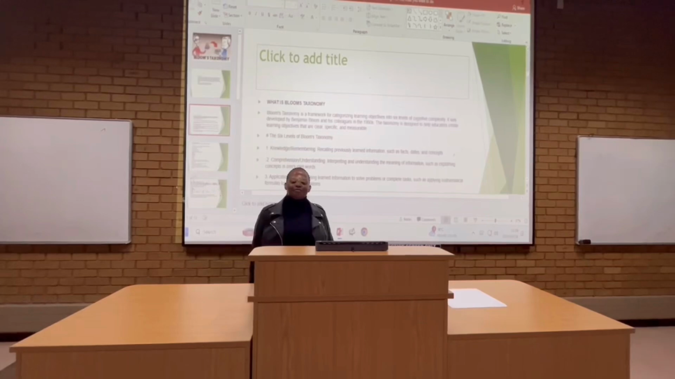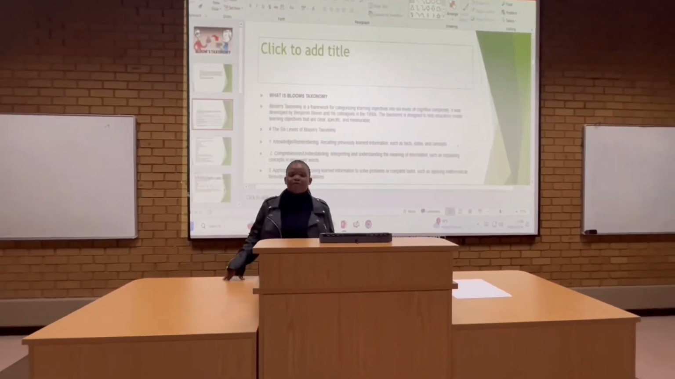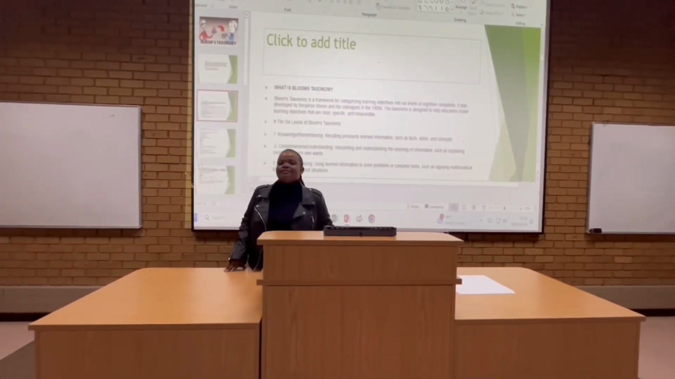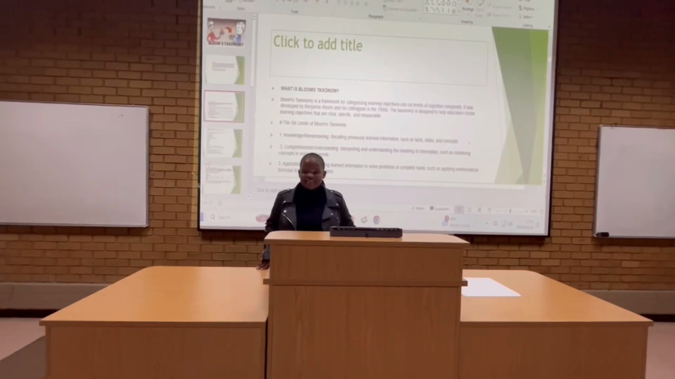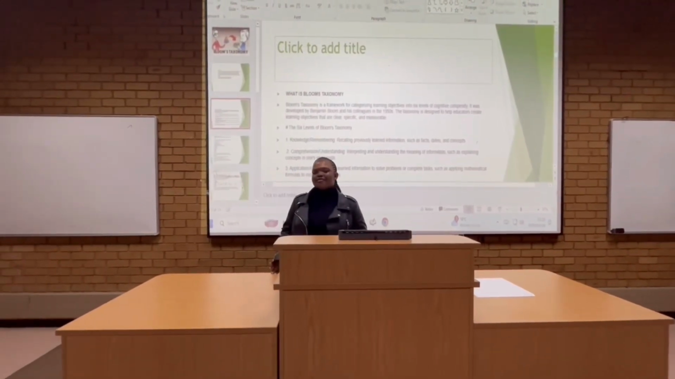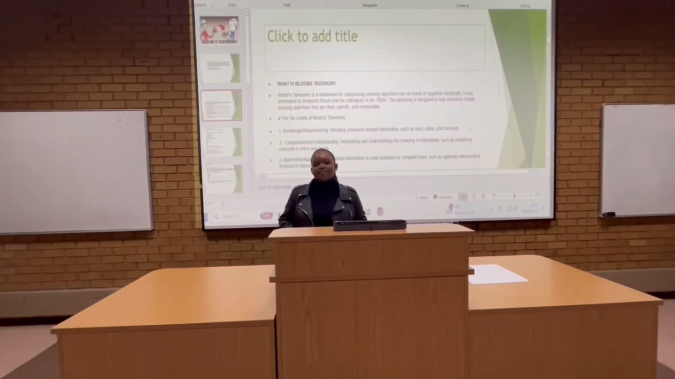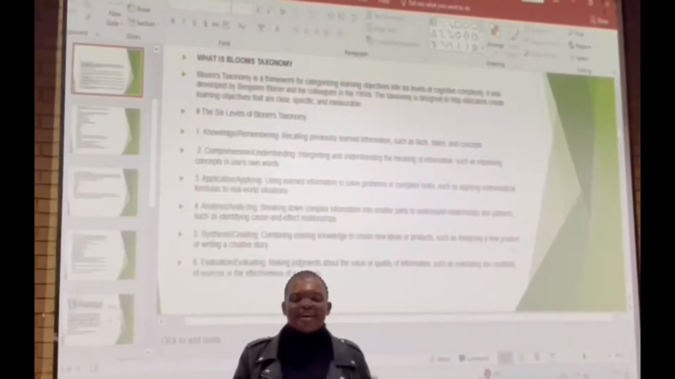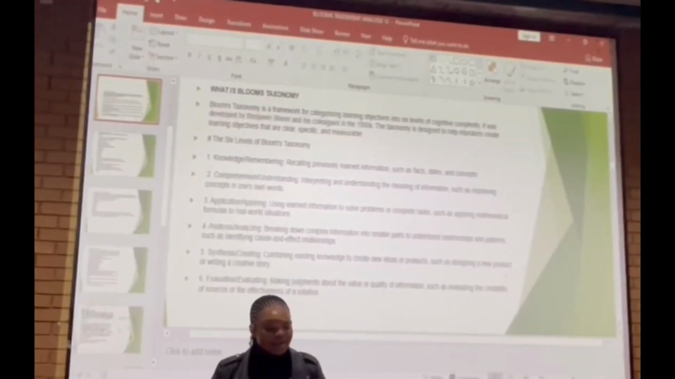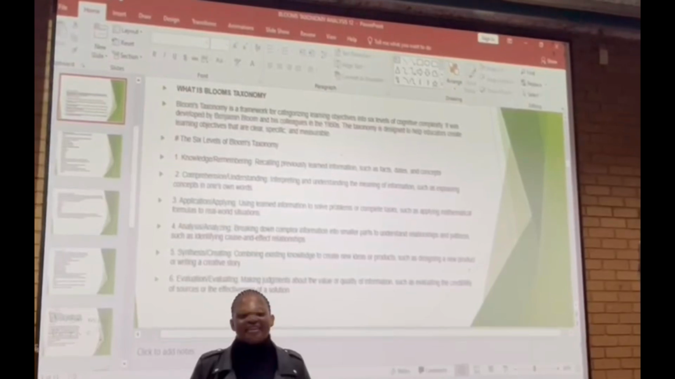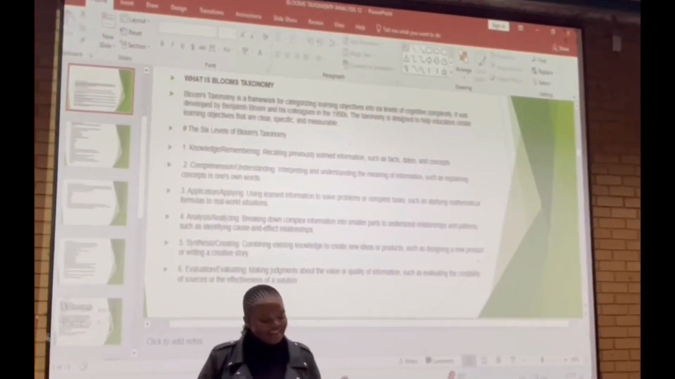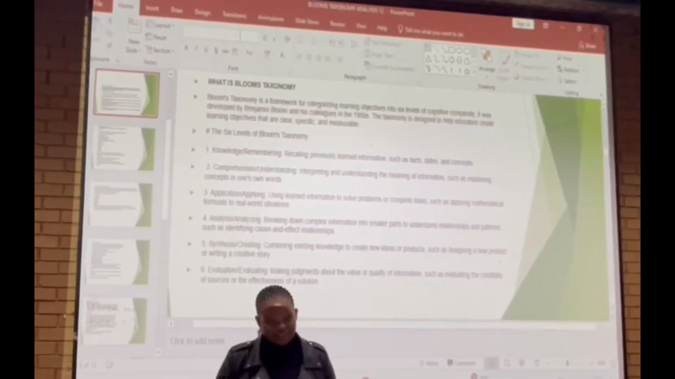I'll be explaining what Bloom's taxonomy is. Bloom's taxonomy is a framework for categorizing learning objectives into 6 cognitive competencies. It is designed to help educators create learning objectives that are clear, specific, and measurable. There are 6 levels in Bloom's taxonomy, which are remembering, understanding, applying, analyzing, creating, and evaluating.